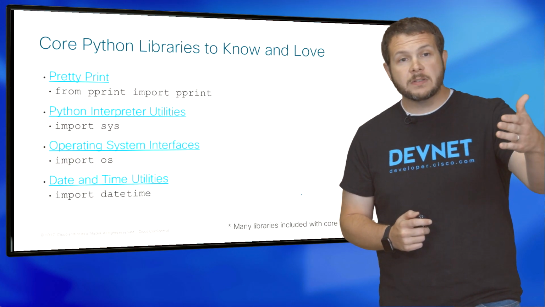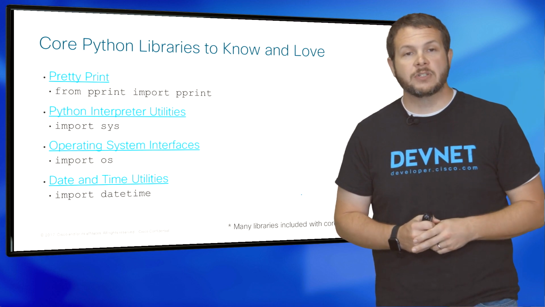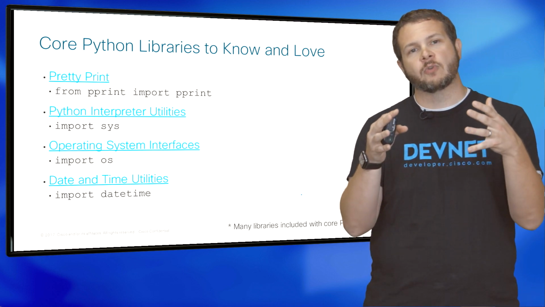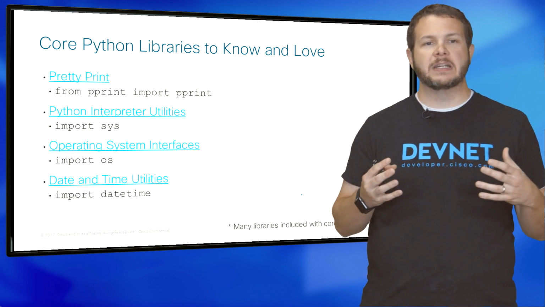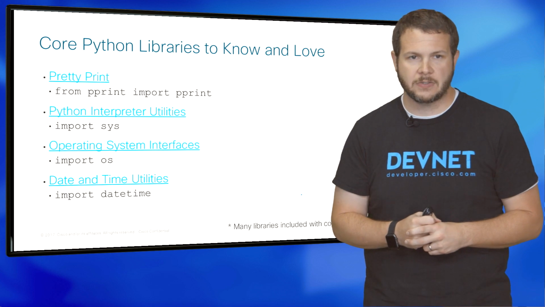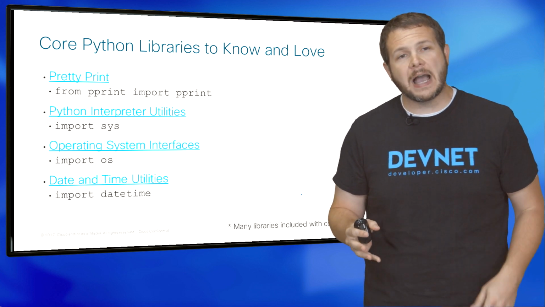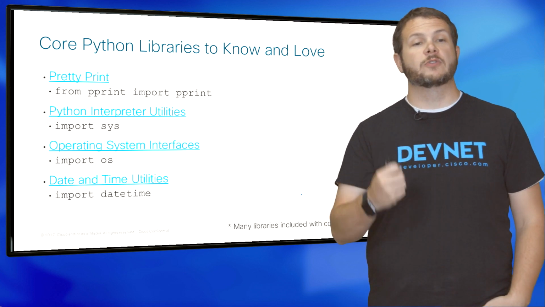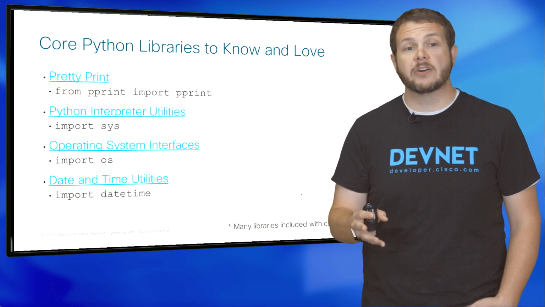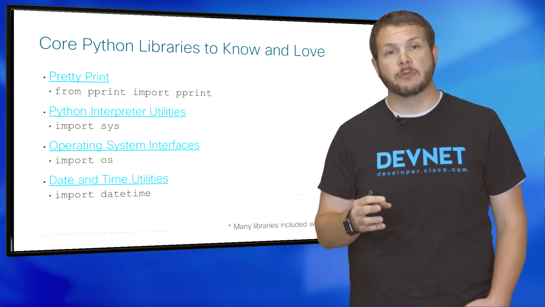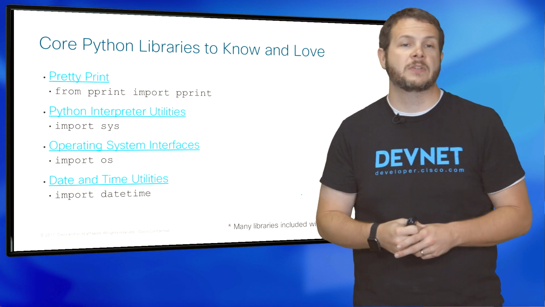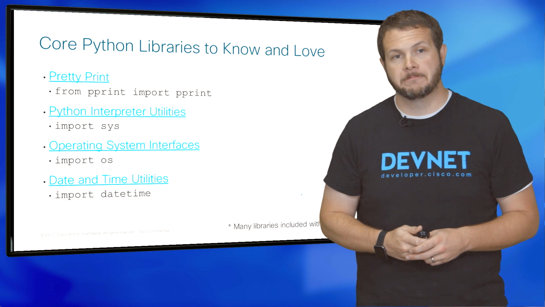Those are pprint, which gives us a nicer print utility. The Python interpreter utilities: how do you get access to your running status of your script? Have there been any errors? Is there any information about the Python version that I need access to? You want to interact with the operating system, work with files, work with directories. The os library gives us that ability. And as already mentioned, datetime is hugely valuable for all of the utilities to get access to a date, convert timestamps, format dates that are out there.